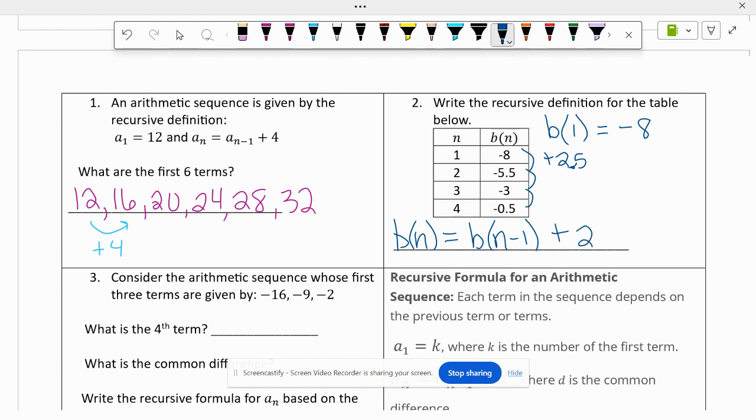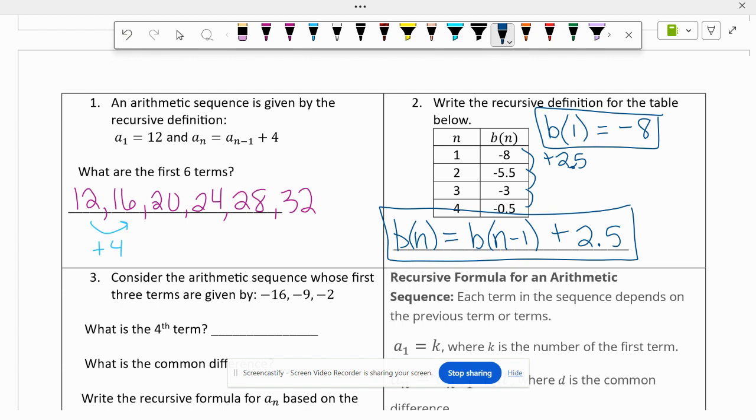Plus 2.5. That is my recursive definition. So I need both those pieces. I need to have this, and I need to have this. Those are the 2 pieces that define this equation recursively. Okay?